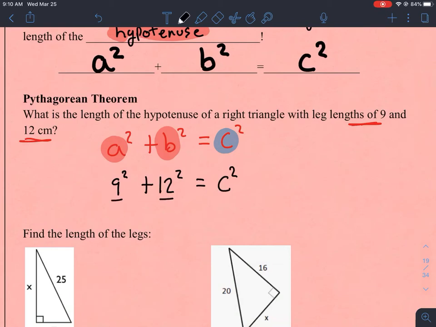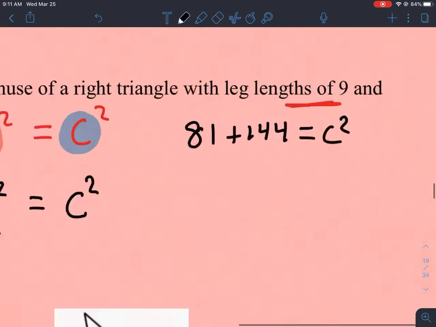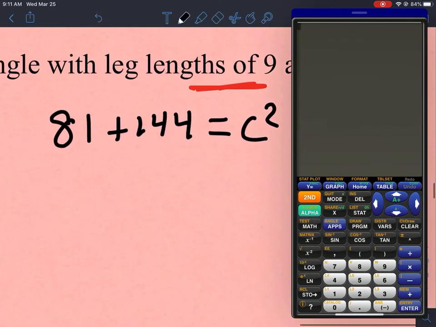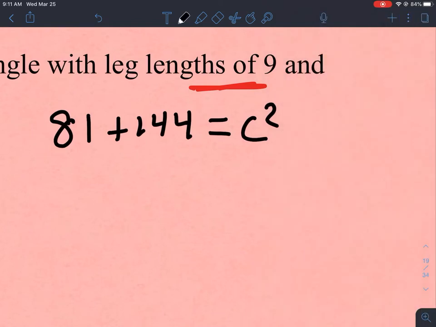We can crunch these numbers. 9 squared is 81, and 12 squared is going to be 144, and that's going to equal c squared. Now we can say 81 plus 144 is going to give us 225. So now I have 225 equals c squared.